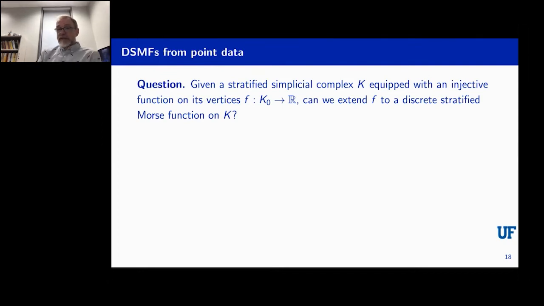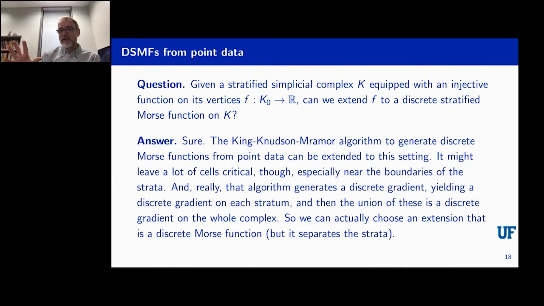Another question you might ask is, suppose I've got a function on the vertices, can we extend it to a discrete stratified Morse function on the whole thing? This is analogous to the question that Neža and I solved with Henry King so many years ago now, where you start with a function on the vertices of a simplicial complex. Can you extend it to a discrete Morse function? We gave an algorithm for that.